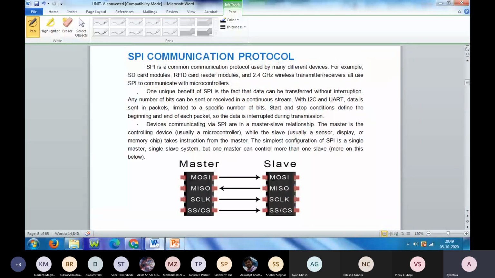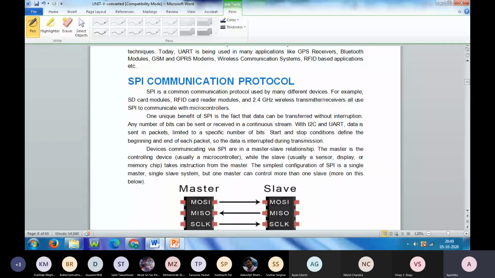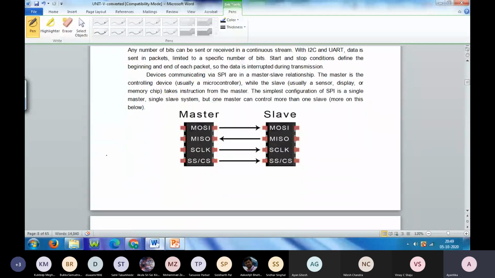Then we come to the SPI communication protocol, where we have the concept of master and slave. You will see this MOSI and MISO. MOSI means master out.